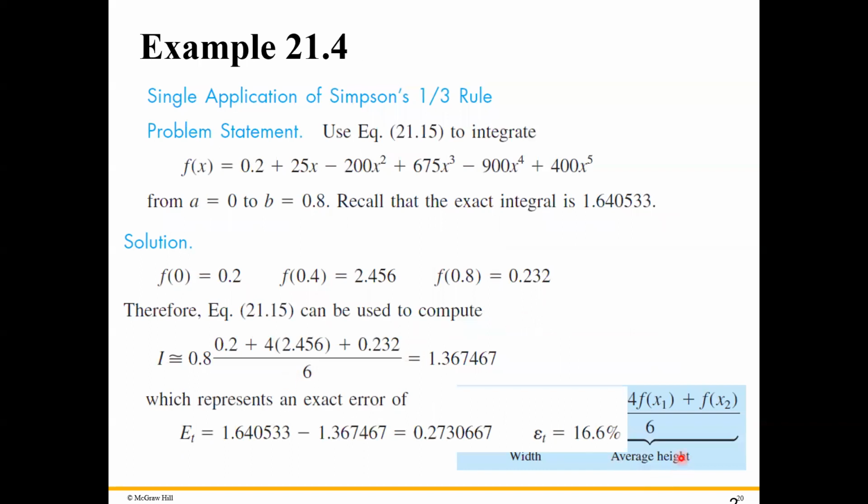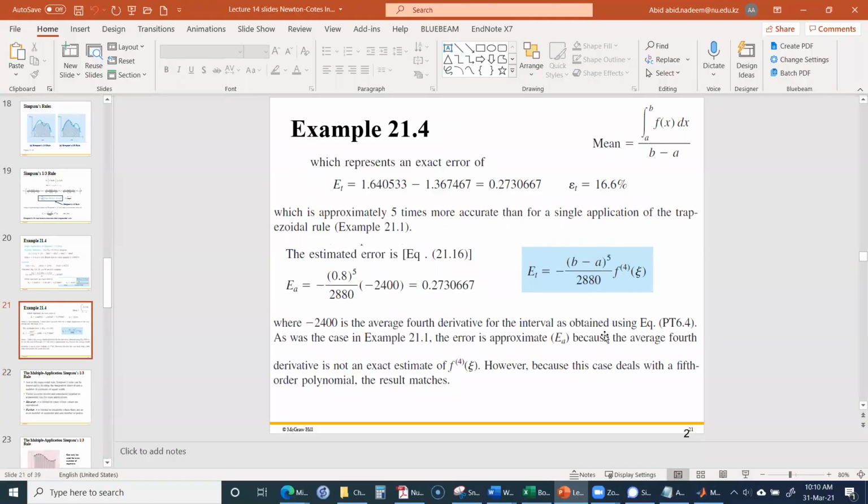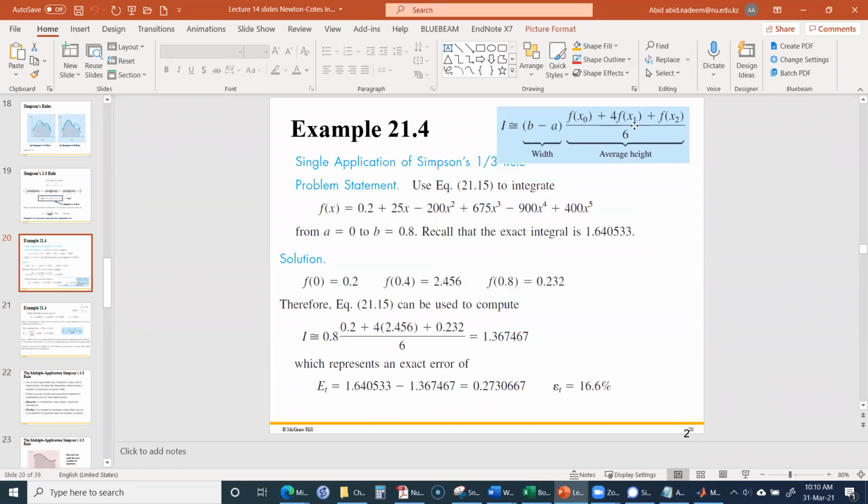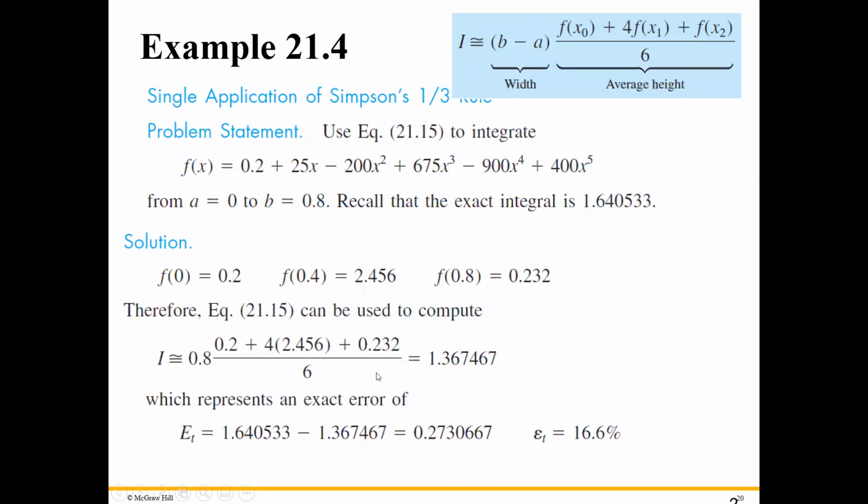The alternative form of this Simpson's rule is also like this. Instead of representing by h over 3 and then over 2, the 2 from here and 3 from here can be combined into h as well. So this is an alternative form for Simpson's rule. By applying this alternative form, we get that the answer is 1.367.